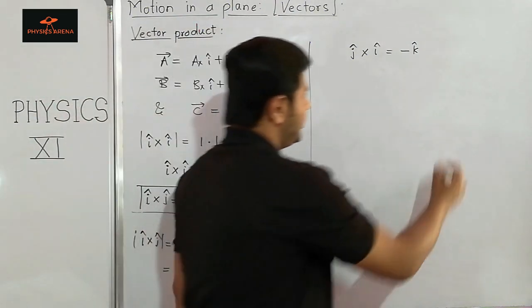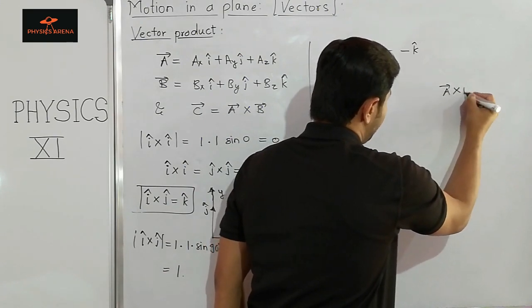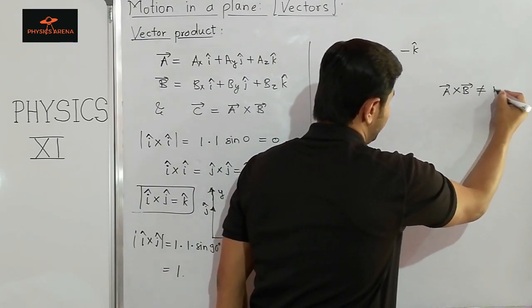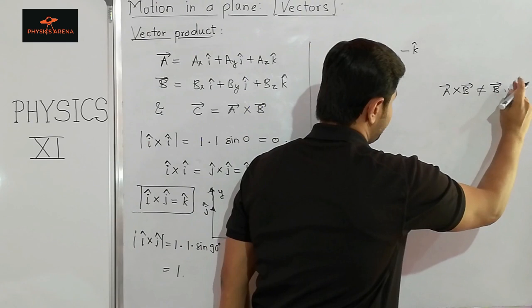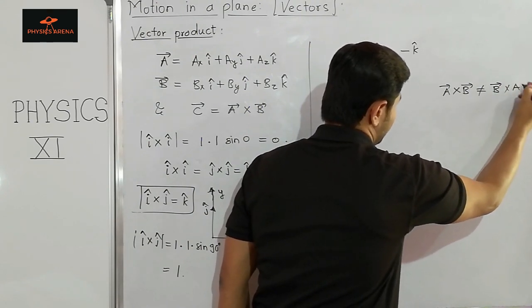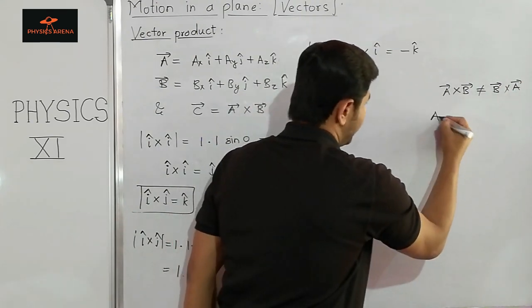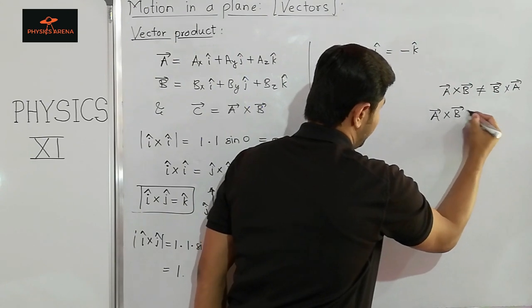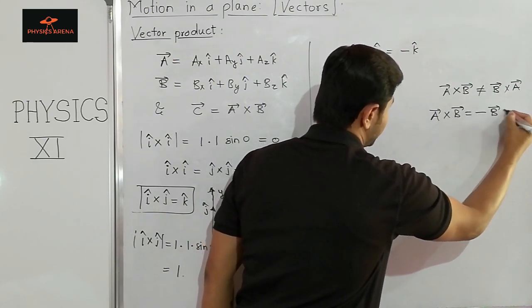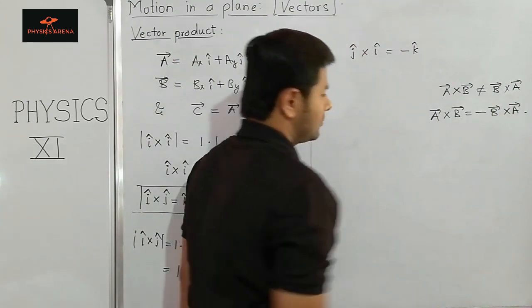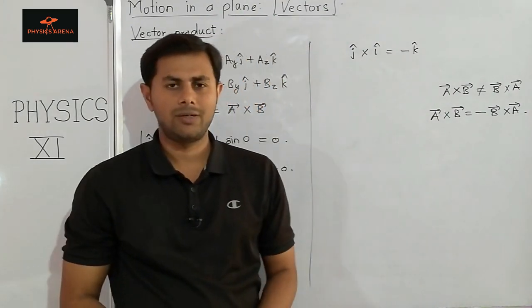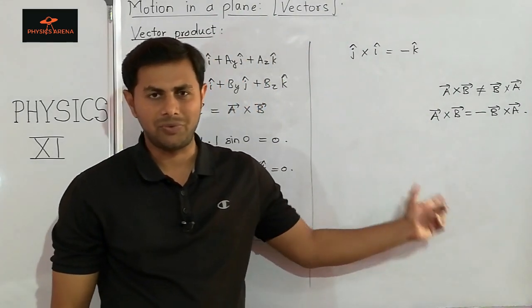What it means is that a cross b is not equal to b cross a. A cross b equals minus of b cross a. So the vector product does not obey the commutative rule.